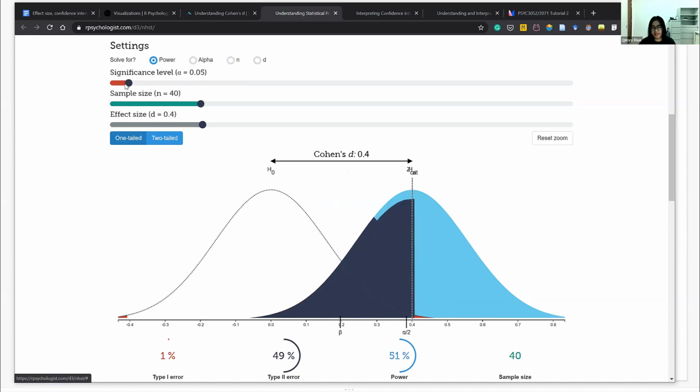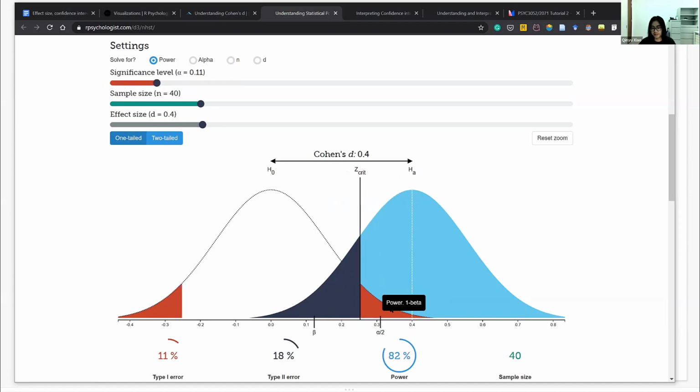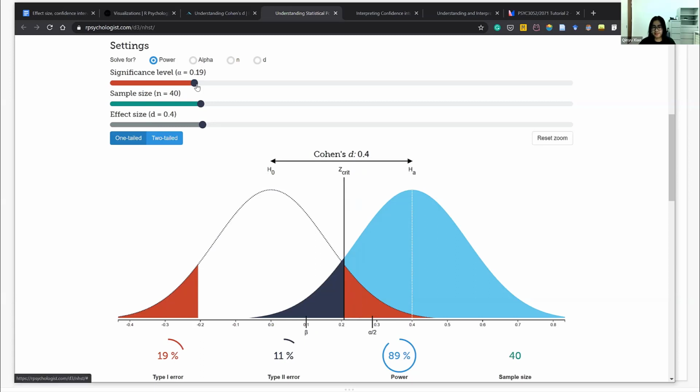And you can see that it's actually a trade-off between these two things. It's a trade-off between type 1 error and type 2 error, such that whenever other things are unchanged, the more type 1 error we have, the less type 2 error we have. That means we have higher power. So there's a trade-off there.